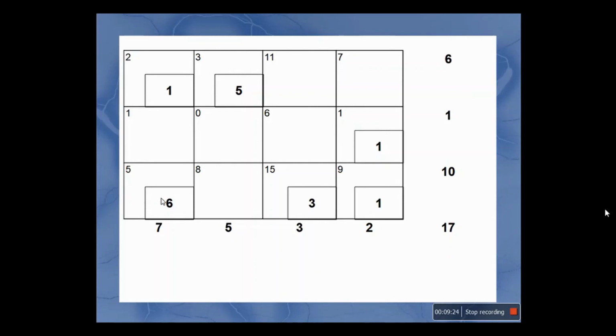After making the allocation we have to verify the allocations row wise and column wise. For the first row 1 plus 5 equal to 6, and for the second row 1 equal to 1. For the third row 6 plus 3 plus 9 plus 1 equal to 10 units. Likewise for the columns, 1 plus 6 equal to 7, 5 equal to 5, 3 units, and 1 plus 1 equal to 2 units.